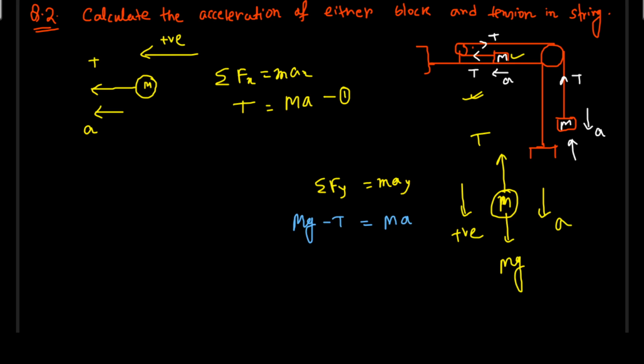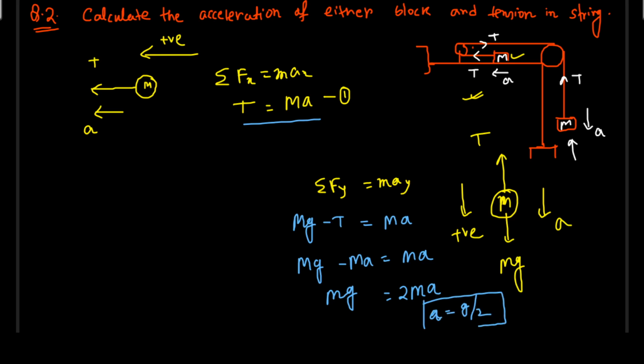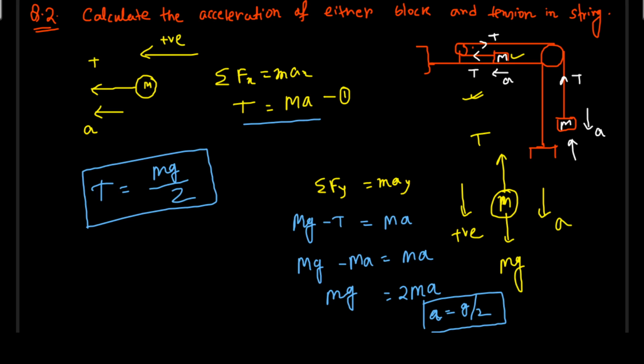Okay, now if we put the value of T from equation 1 here, we will get the acceleration. So mg minus Ma is equal to Ma, so mg is equal to 2Ma. So A is equal to g by 2. This is our acceleration A. Both blocks have the same acceleration, g by 2, and the tensional force will also be the same, so the tensional force will be mg over 2. Okay, so this is how we can solve the question.